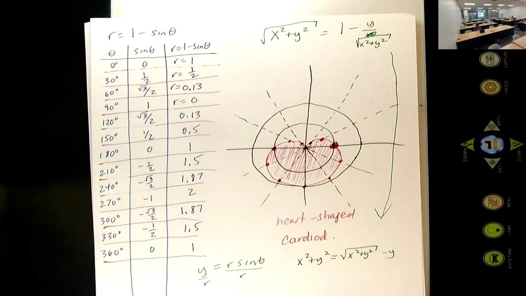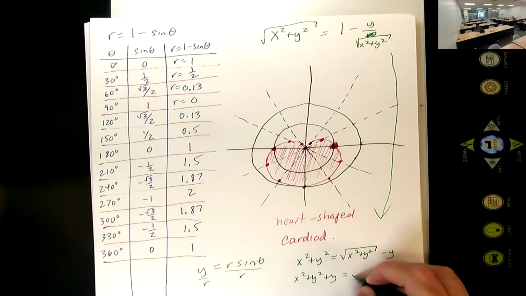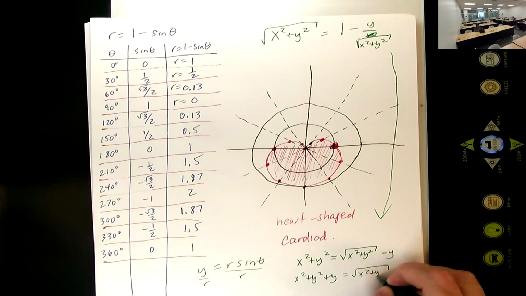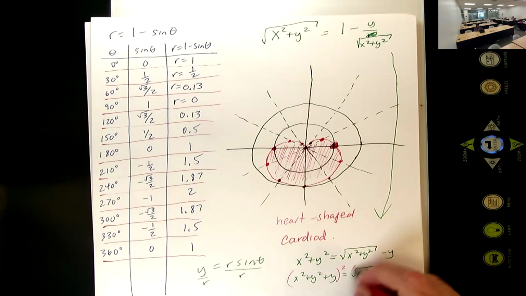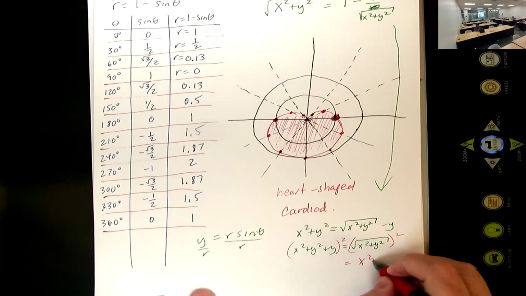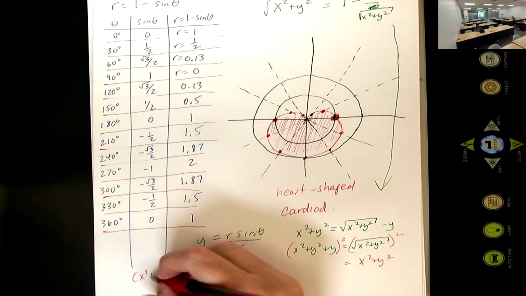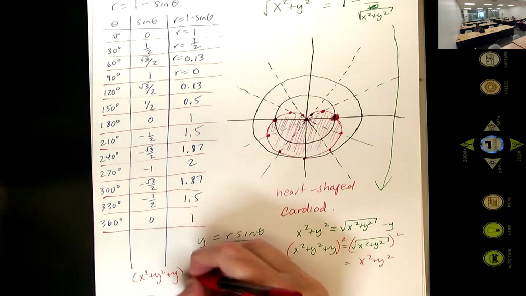This looks like a mess, doesn't it? It's already a mess. If I wanted to actually get rid of the square roots, I would probably add y to both sides and square this. Squaring that is ugly. The right side's easy though. Left side, I would need to multiply out. In fact, this is good practice, let's do it.